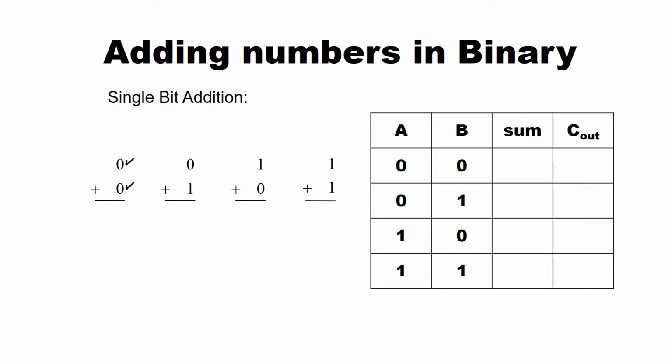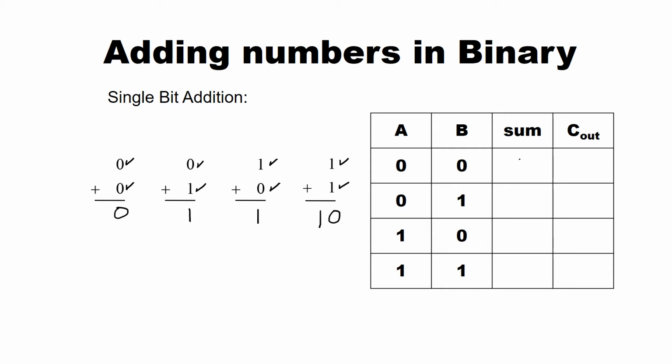If I'm adding 0 plus 0, my sum is a 0. 0 plus 1, the sum is 1. 1 plus 0, that's really the same thing. I also get a 1 as a sum. 1 plus 1 is a 2 in binary, or you could think of it as 0, carry a 1 out to the next column. This is a 2 in binary.